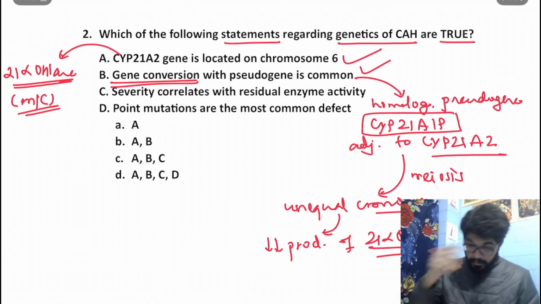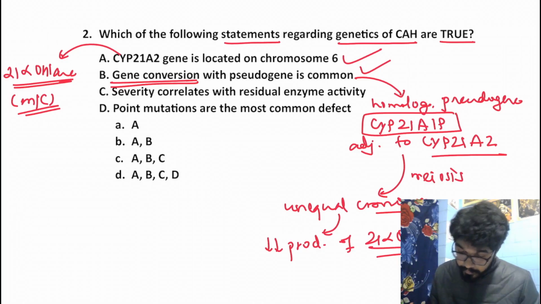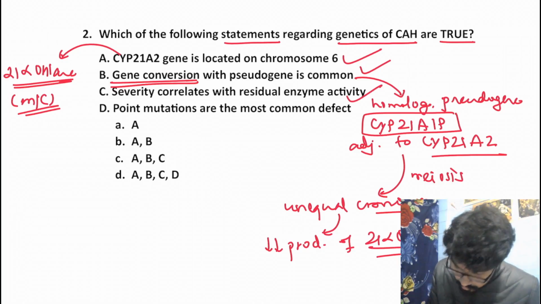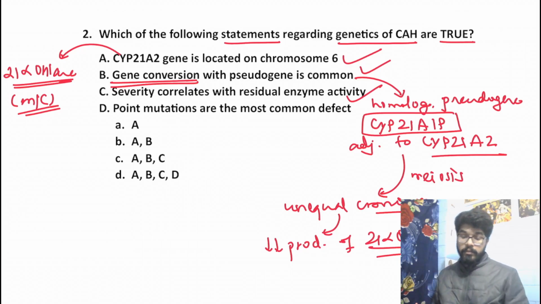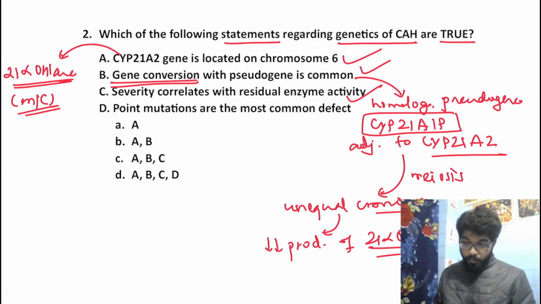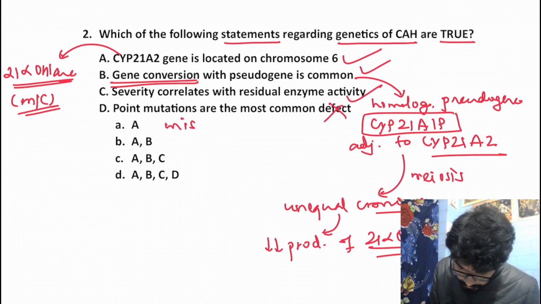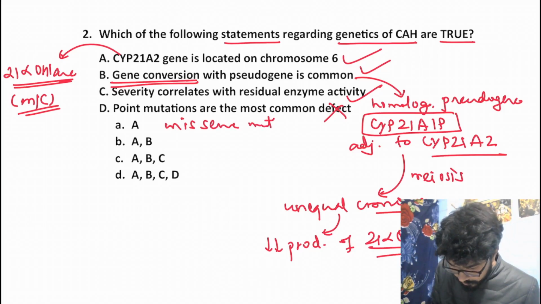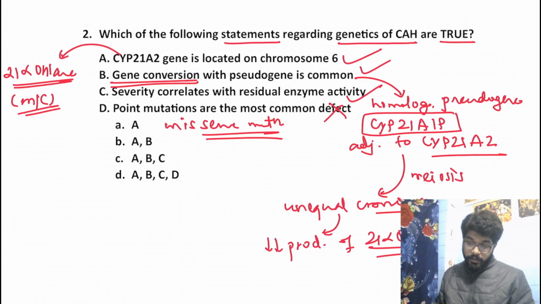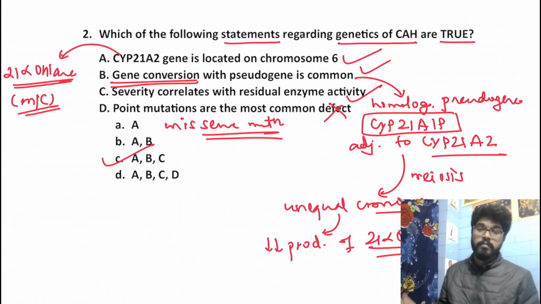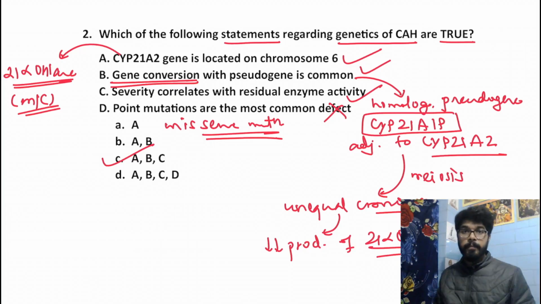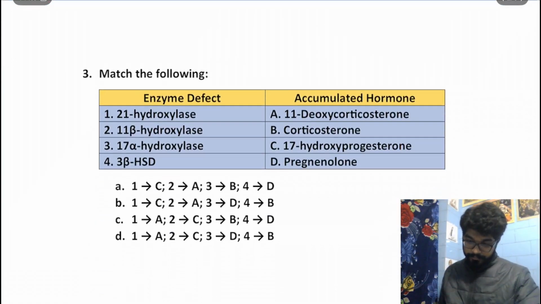Okay. The severity correlates with residual enzyme activity. Yes, this is also a true statement. Of course, severity should correlate with the residual enzyme activity. And point mutations are the most common defect. No, that's a false statement. Gene conversions lead to missense mutations, which are most common. Okay. So the answer should be A, B and C. Option C should be our answer. Okay. Moving on to the next question.